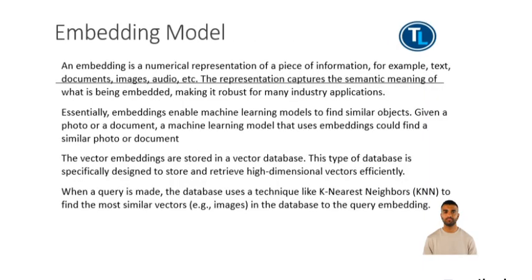An embedding is a numerical representation of a piece of information, for example, text, documents, images, audio, etc. The representation captures the semantic meaning of what is being embedded, making it robust for many industry applications. Essentially, embeddings enable machine learning models to find similar objects. Given a photo or a document, a machine learning model that uses embeddings could find a similar photo or document. The vector embeddings are stored in a vector database. This type of database is specifically designed to store and retrieve high-dimensional vectors efficiently.